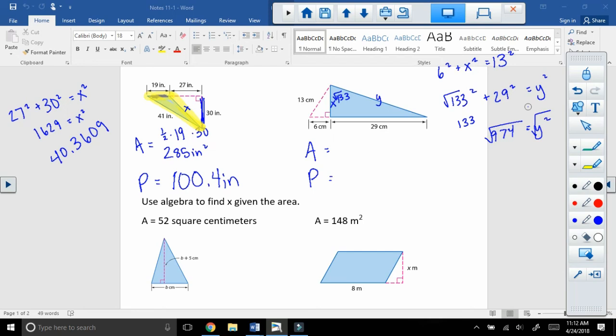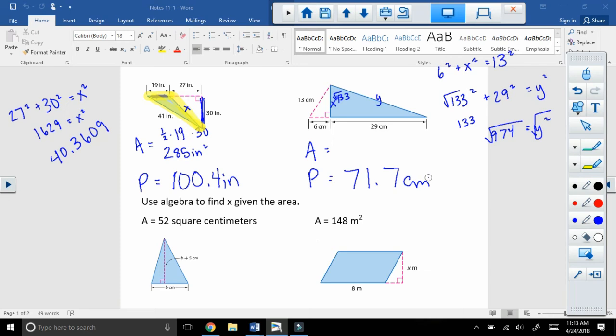So this is about 31.20, etc. I still have that on my calculator. I'm going to find perimeter because I already have that number on my calculator. So perimeter, I'm adding that with the 29 and then adding that square root of 133. So the perimeter is 71.7 centimeters.